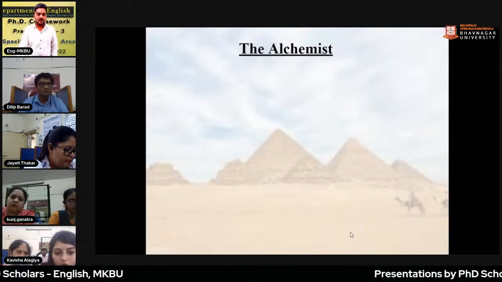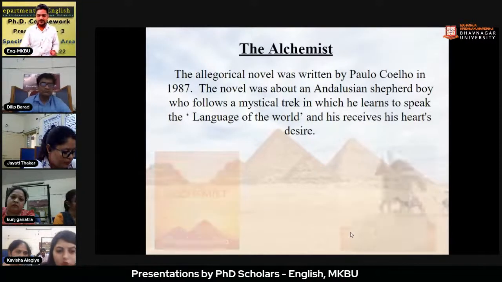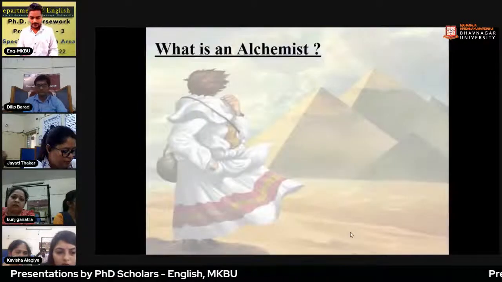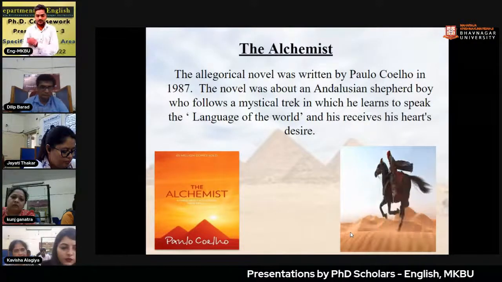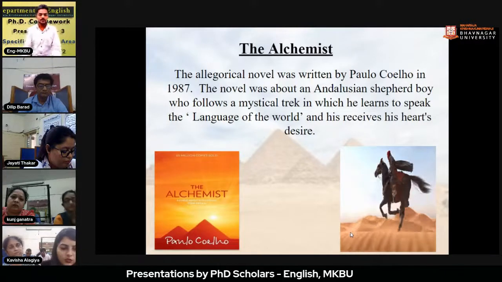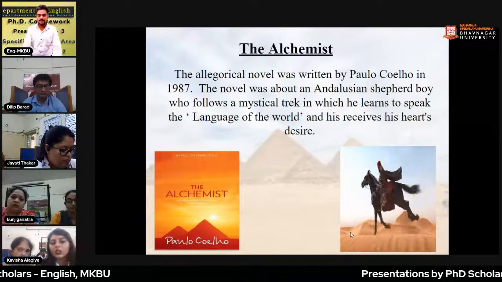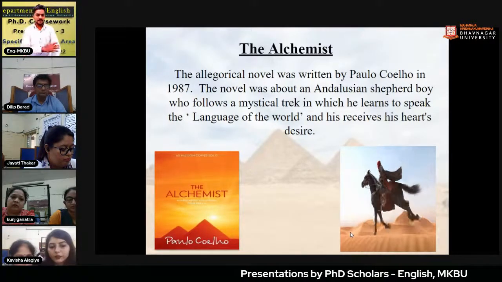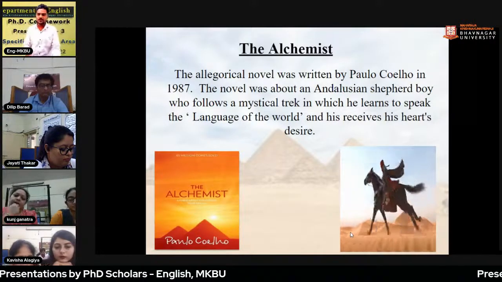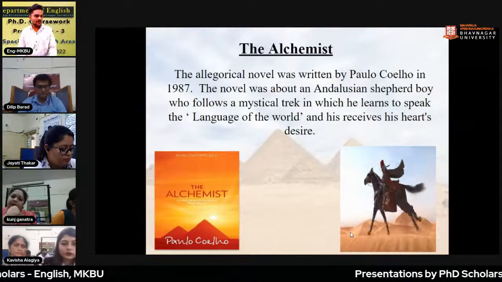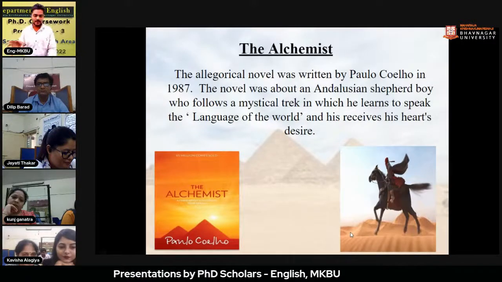Now, I would like to introduce the novel The Alchemist. The allegorical novel was written by Paulo Coelho in 1987. The novel is about an Andalusian shepherd boy who follows a mystical track in which he learns to speak the language of the world and receives his heart's desire. The character Santiago is sitting under a tree and dreaming that there is a pyramid and there is treasure. So he followed the dreams and achieved the treasure.